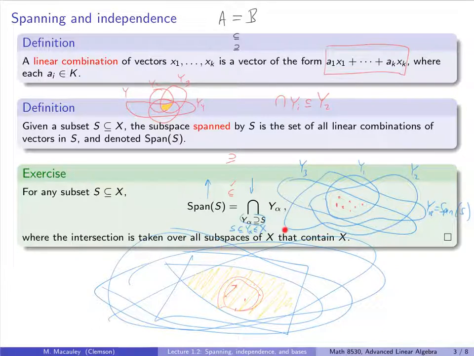Now I said that this comes up in a lot of areas of math. For example, in group theory, you don't have to know what a group is, but the subgroup generated by a set S is also equal to the intersection of the set of all subgroups of G that contain S. Let me call those H alphas. And there are a lot of examples of this as well in group theory, ring theory, and other areas.